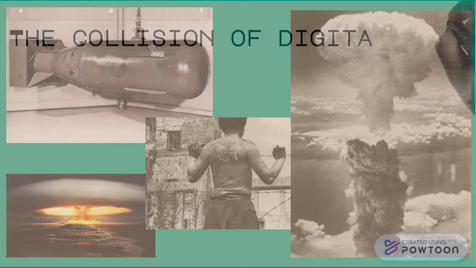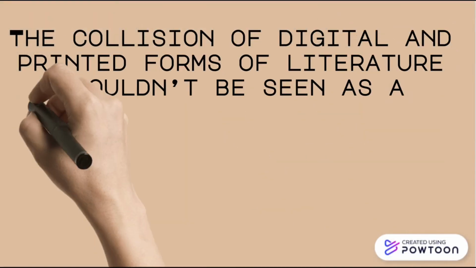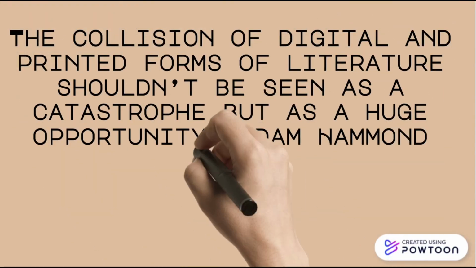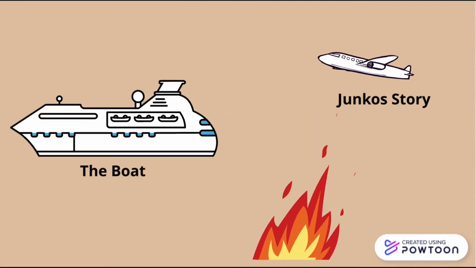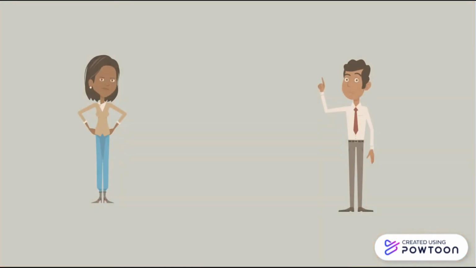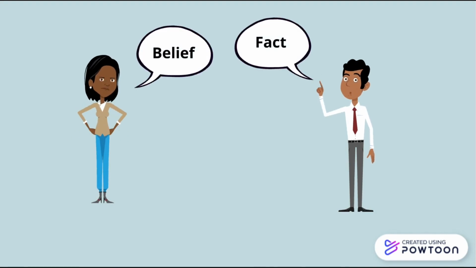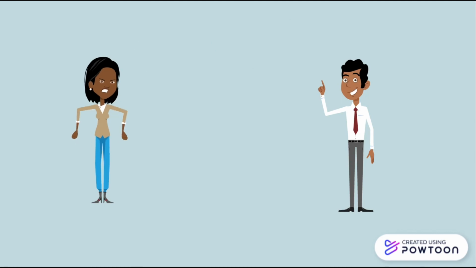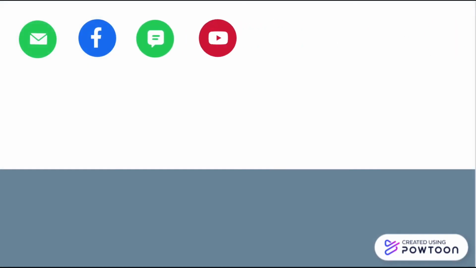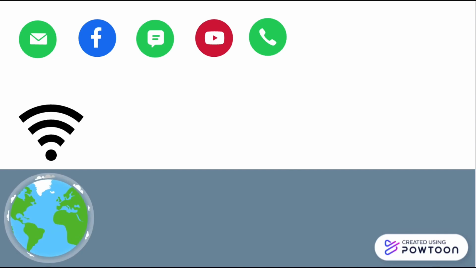The collision of digital and printed forms of literature shouldn't be seen as catastrophic, but as a huge opportunity. From the two previously analysed texts, The Boat and Juko's Story, we can see that they didn't include their previous biases or moral statements, giving people an opportunity to feel more connected to individuals by hearing their experiences, as though they were coming directly from their own mouths. These nonlinear texts have guided people to think about the different ethical issues around the world.